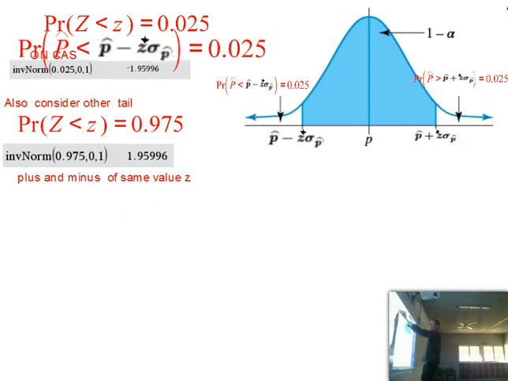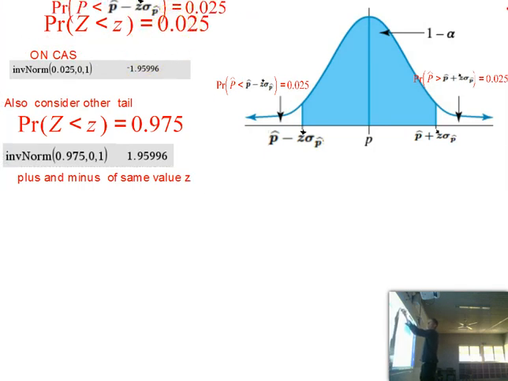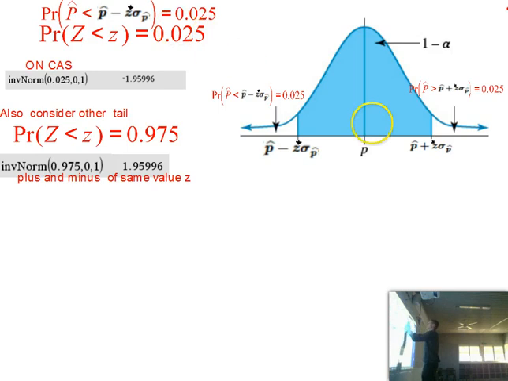Here we go. So we've got our 2 probability statements. These 2 are equivalent probabilities. What is the z number that is equivalent to this for a mean of 0, a standard deviation of 1? Well, we do inverse norm on the CAS. So for a probability of 0.025, for a mean of 0 and standard deviation 1, we get this as our z number.